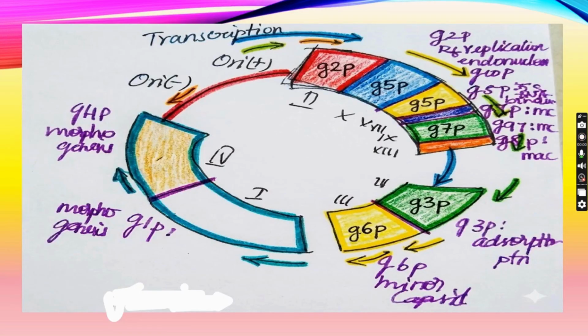This is the M13 bacteriophage structure. Here there is the ORI. ORI means origin of replication. It is the region where the replication is going to start. G2P, replication endonuclease. It is a nuclease. The replication endonuclease creates a nick in the double-stranded DNA. It is single-stranded but becomes double-stranded during replication. Therefore, it creates a nick at the region of double-stranded DNA.